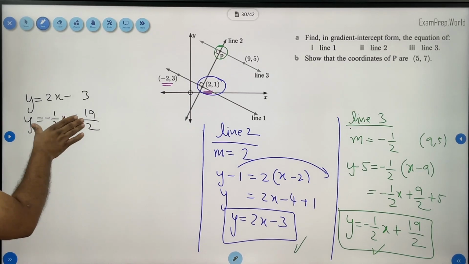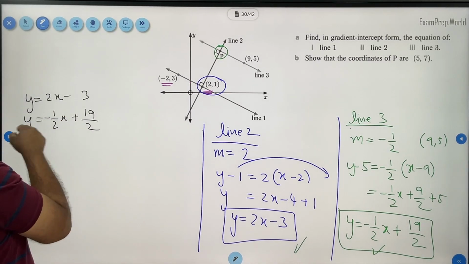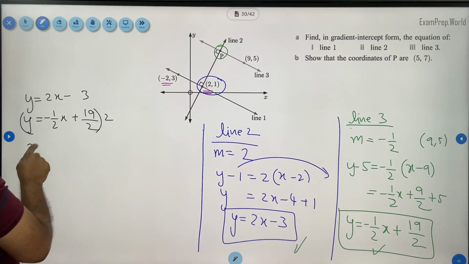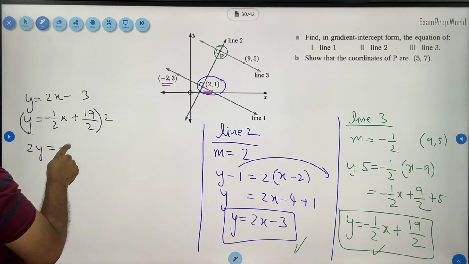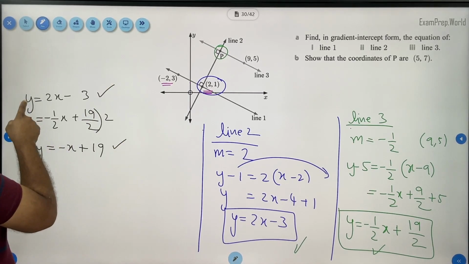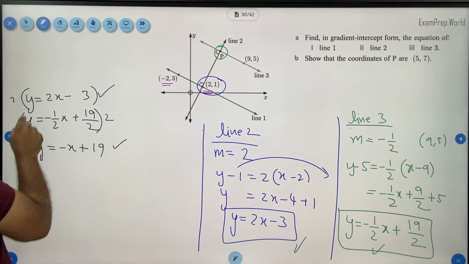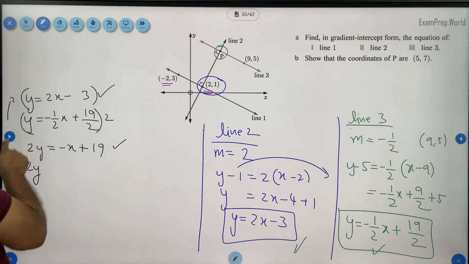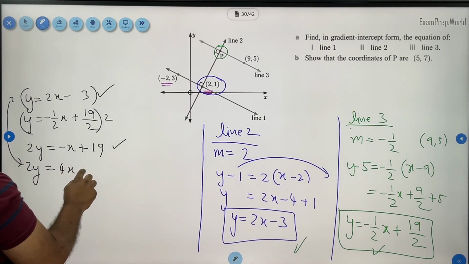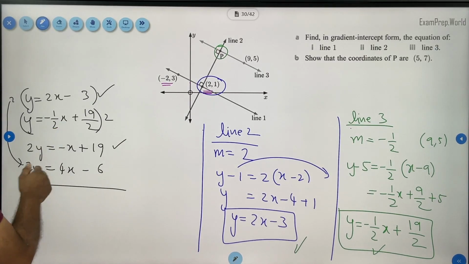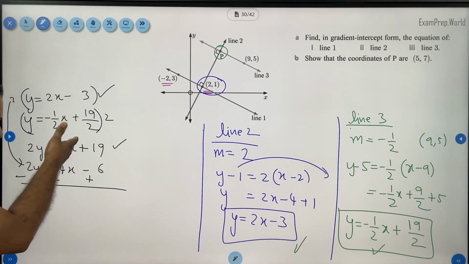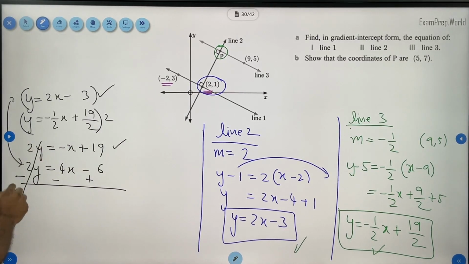Now working with this kind of equation is a little difficult. Multiply the whole equation by 2. So what do you get? 2y equals negative x plus 19. Now we will use these two equations. This equation also I will multiply by 2, so it becomes 2y equals 4x minus 6. Now subtract. So this will become minus, minus and plus. Symbols will change when you are subtracting. 2y minus 2y is 0.